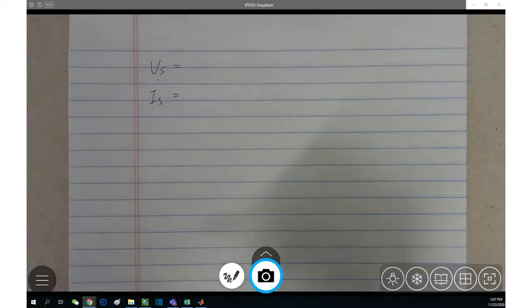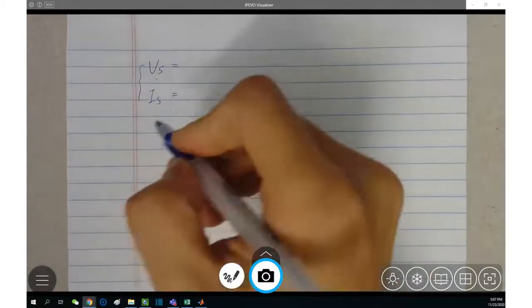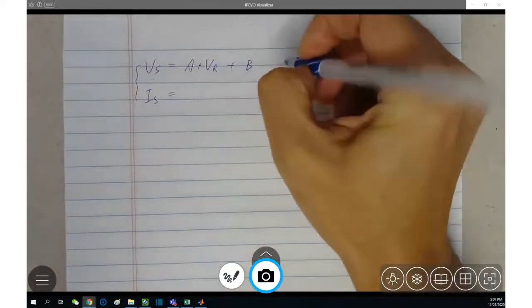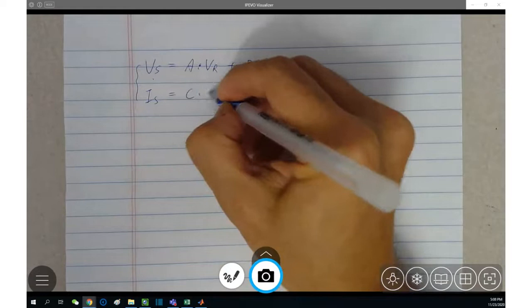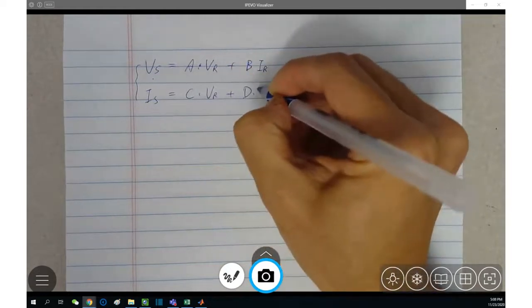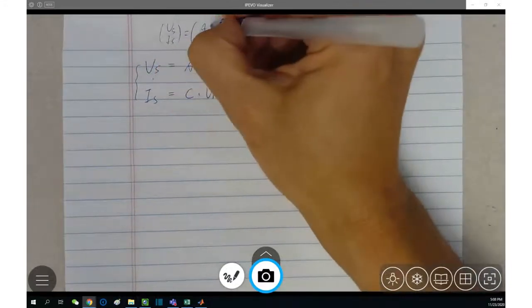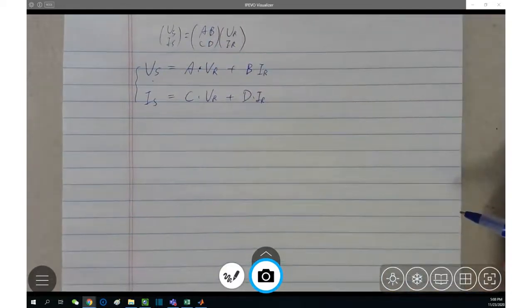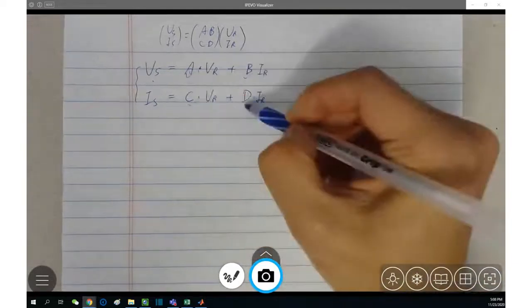Anyways, VS equals A times VR plus B times IR. IS equals C times VR plus D times IR. This is the result of our previous matrix, right? Remember? This is the result of translating the matrix back to simultaneous equations. We know A, B, C, D already.